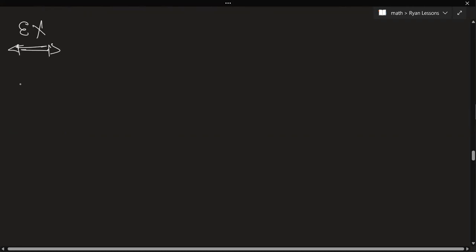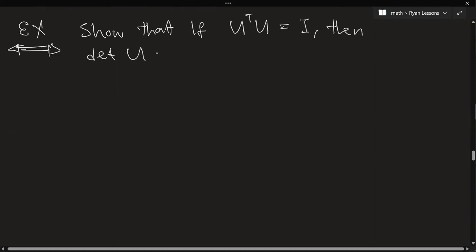So we are given a problem here which says show that if U transpose times U is equal to I, then the determinant of U is actually plus or minus 1. How can we show that this is actually true? To show this result, one of the things I'm going to consider is what is given. I'm told that U transpose U is equal to I.